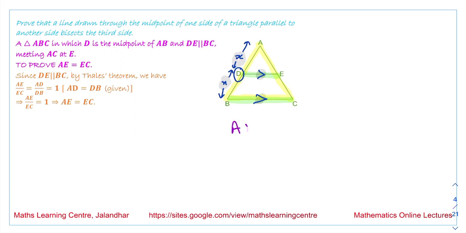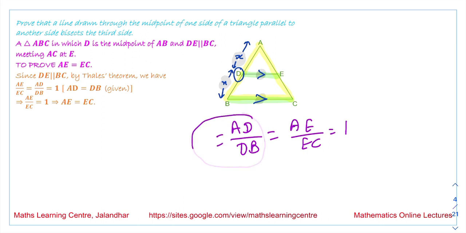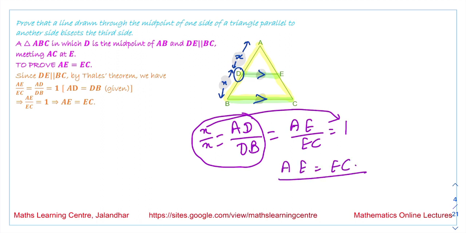Because these two lines are parallel to each other, and D is the bisector, it means the ratio AD over DB should be equal to AE over EC, and that should be equal to 1, because both these values are X over X, which is equal to 1. So what we get is that AE is equal to EC. So E is the midpoint of AC.